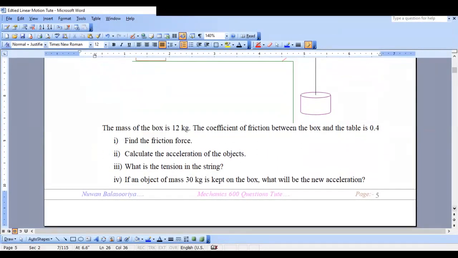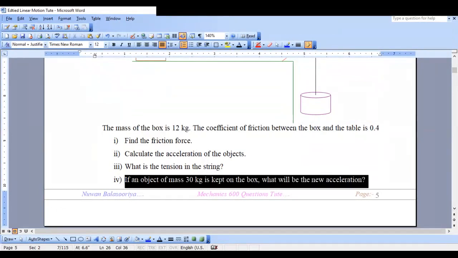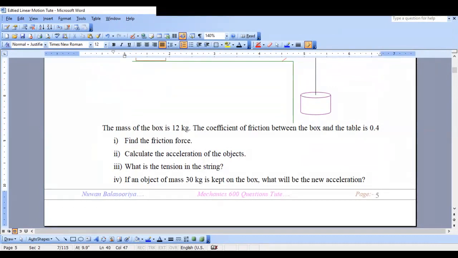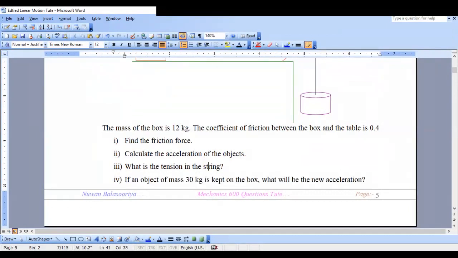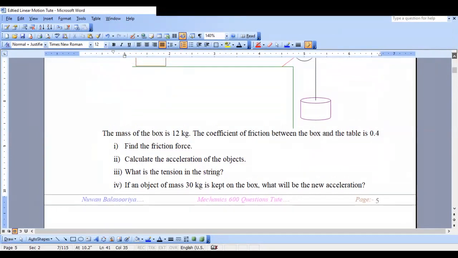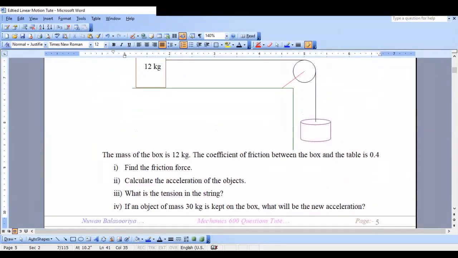For 18 we considered, right? No, there's another part in the question. If an object of mass 30 kilogram is kept on the box, what will be the new acceleration? So what have they done? They have kept another object of mass 30 kilogram on the box. Box means this 12 kg one. So if they have placed a mass of 30 kilogram on the 12 kg object, what will be the new acceleration? So let's give a try.